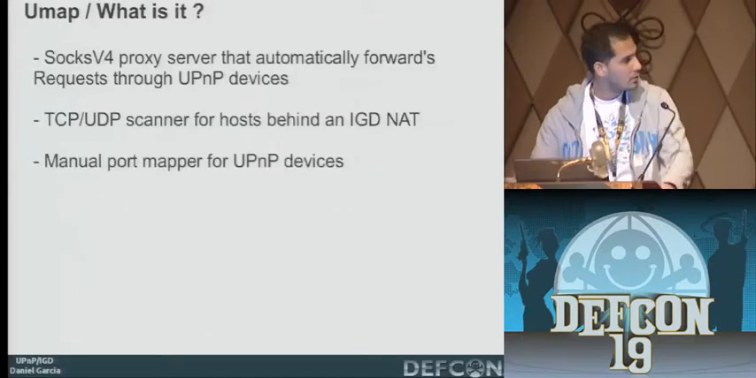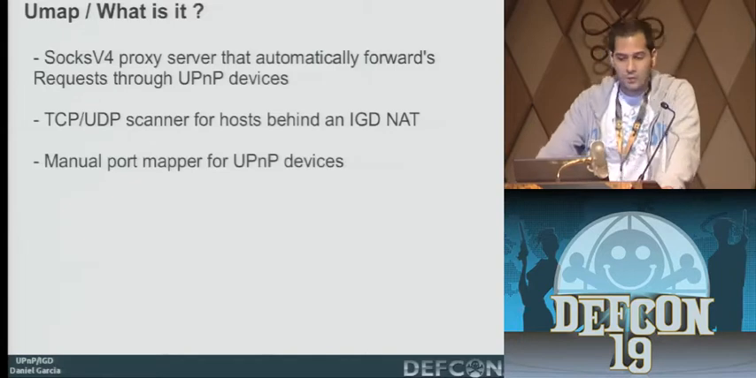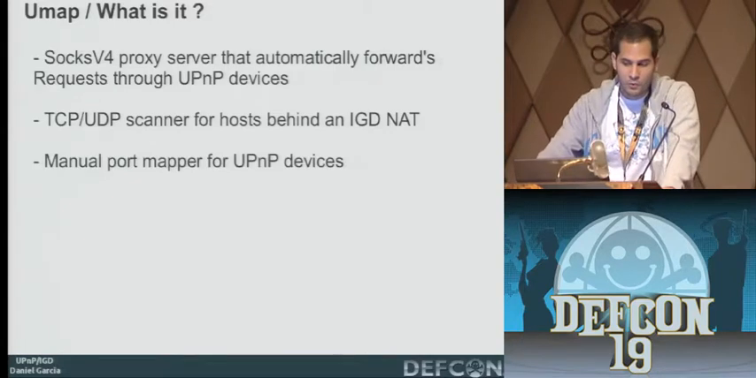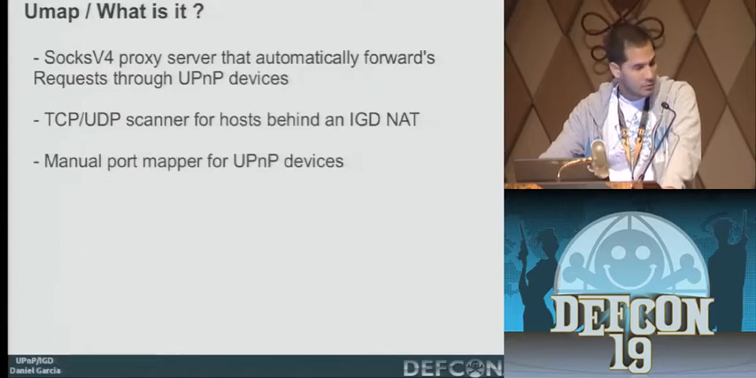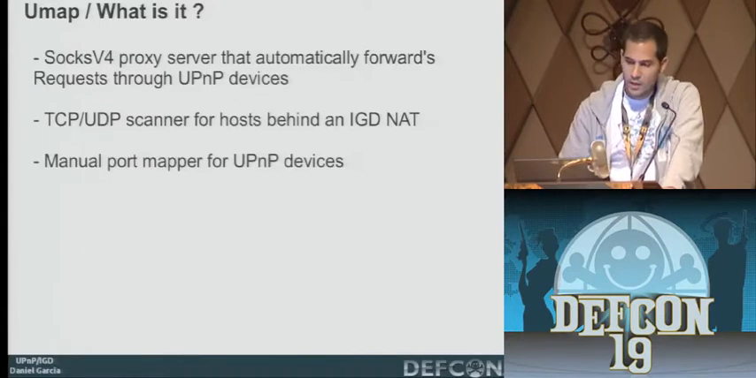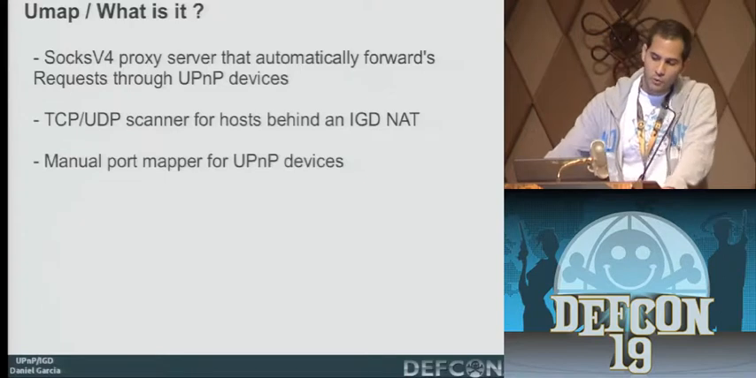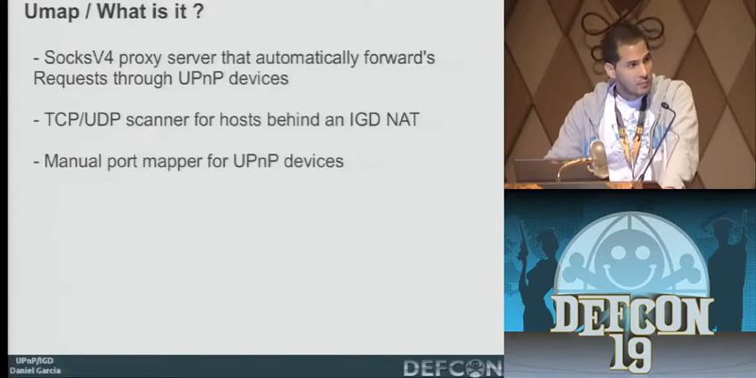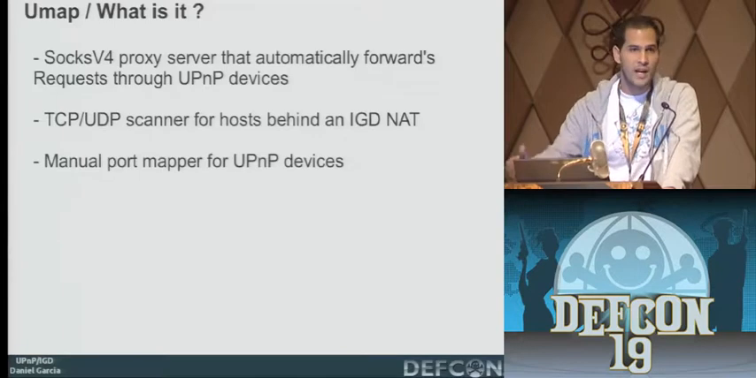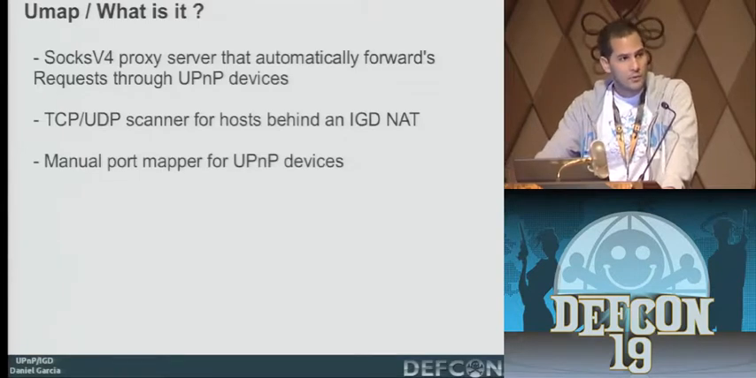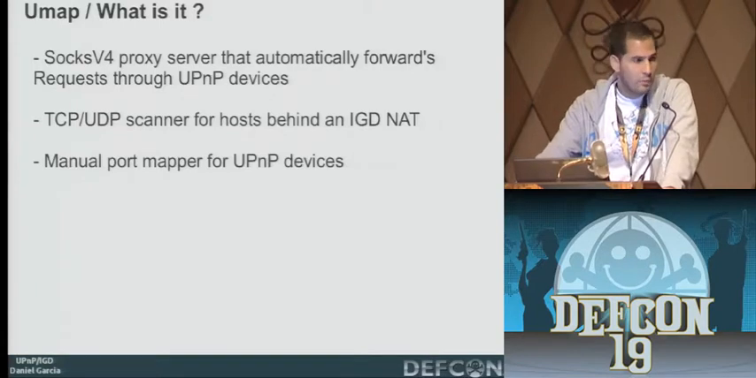So UMAP, the tool, what is it? First of all, it's a SOCKS proxy server that forwards or pipes the request through UPnP devices. I'm going to explain it a little bit better a little further down the road. It's also a TCP/UDP scanner for hosts behind the IGD NAT. Basically, we can scan the services of the host inside the NAT from outside. And also a manual port mapper for UPnP devices.